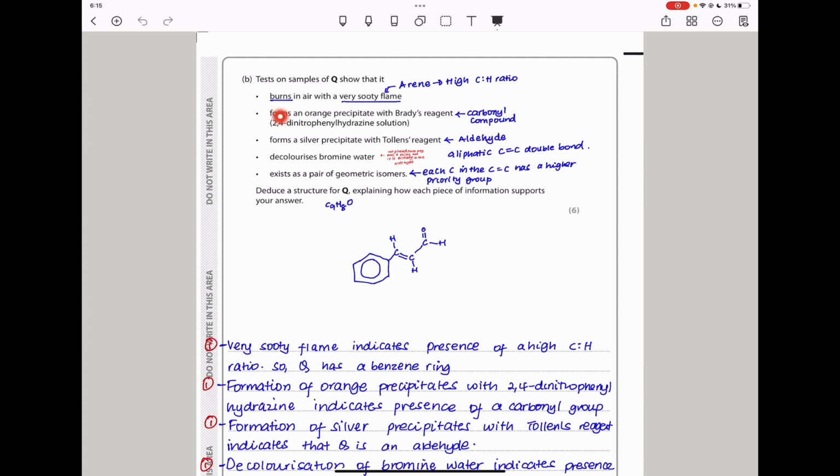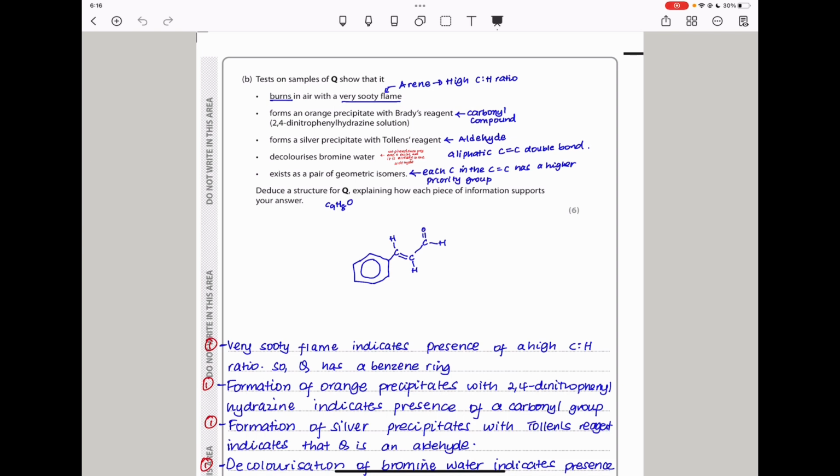Next they say it forms an orange precipitate with Brady's reagent. Brady's reagent is used to test for the presence of carbonyl compounds, and if an orange precipitate is observed, then we can confirm that it's a carbonyl compound. So it means Q is a carbonyl compound. Then they go on to say that it forms a silver precipitate with Tollens' reagent. If something forms a silver precipitate with Tollens' reagent, then it is an aldehyde. So we can establish that Q, which is an aromatic compound, is an aldehyde and not a ketone.